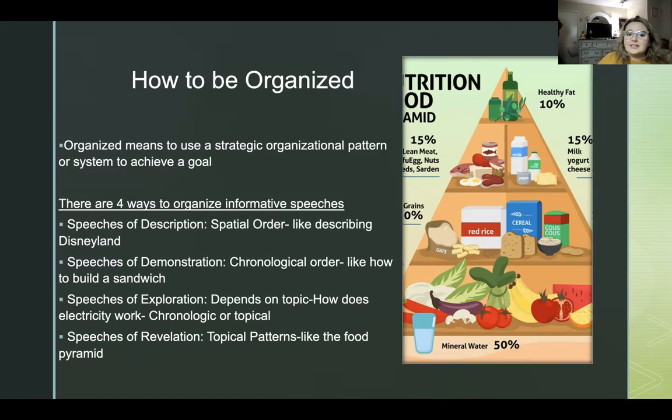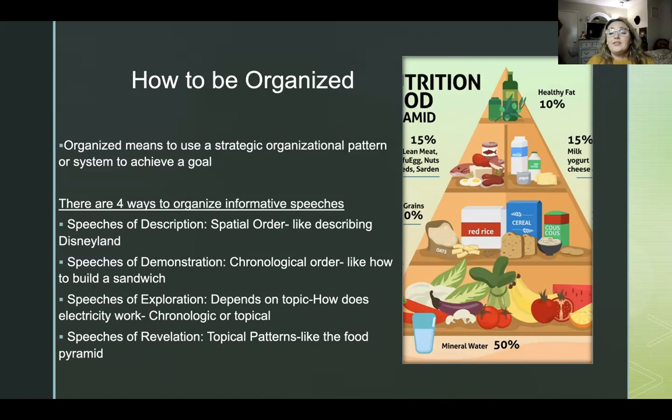The third kind of organization for informative speeches is speeches of exploration. And here's something really exciting about speeches of exploration. It really depends on your topic. So if you pick a topic of how does electricity work, you could either tell it in chronological order or topical. And what I mean by that is you could either say, it first starts with you turn on a light switch and then the power goes woo and it goes to the light bulb.